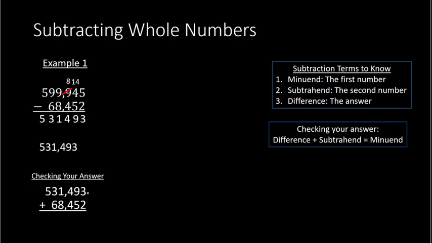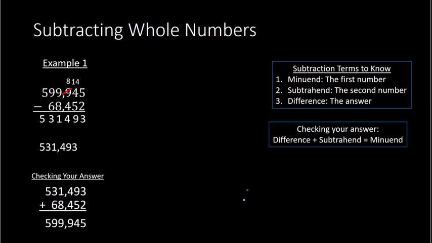So if we add these together, we do 3 plus 2 to get 5. 9 plus 5 is 14, carry the 1. So you have 1 plus 4 plus 4, that's going to give me 9. 1 plus 8 is 9. 3 plus 6 is 9. Then 5 plus 0 is going to be 5. So notice what I have. I have 599,945, which was my original minuend. That was the first number up here. So we have confirmed that we do indeed have the correct solution.